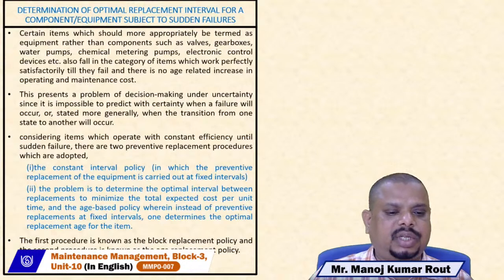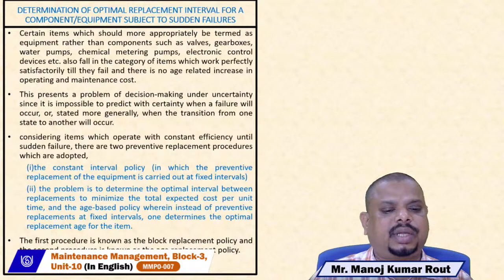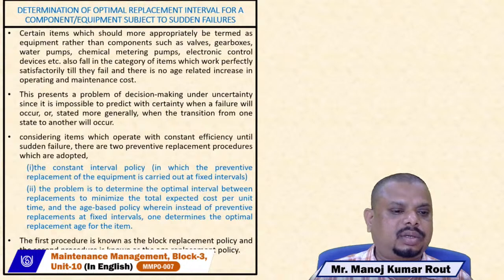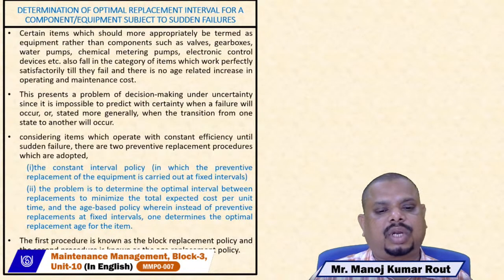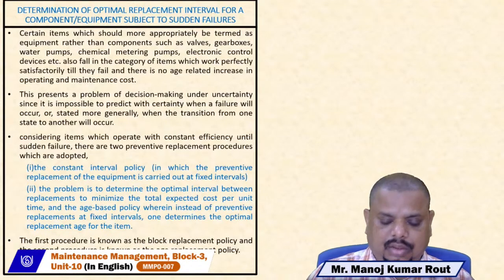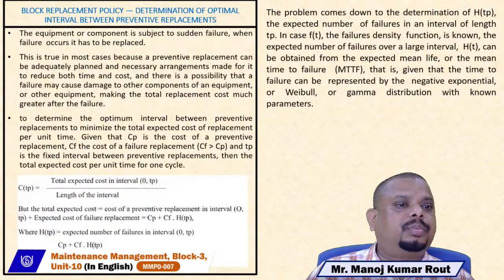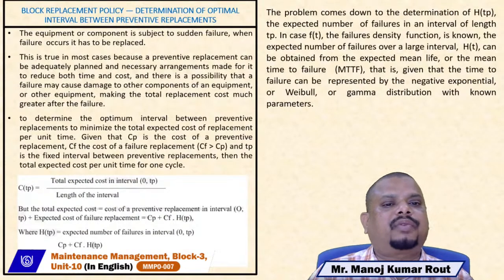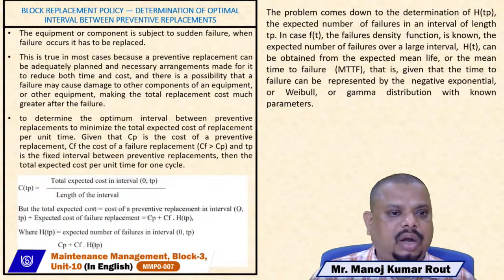So the first procedure is known as block replacement policies, and the second procedure is known as age replacement policies. I repeat, in the case of block replacement policies, we use constant interval policies. In the case of age replacement policies, we minimize the expected total cost per unit depending upon the age of the equipment. Moving to the next one, block replacement policies are applied for determination of the optimal interval between preventive replacements. So how should this preventive replacement be done?